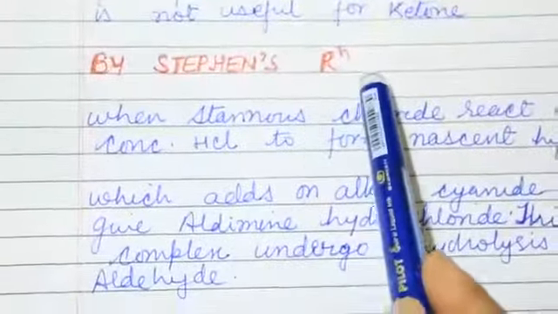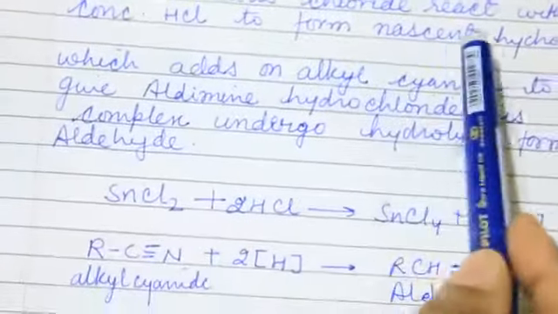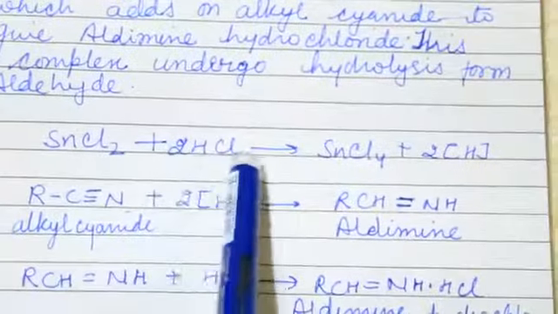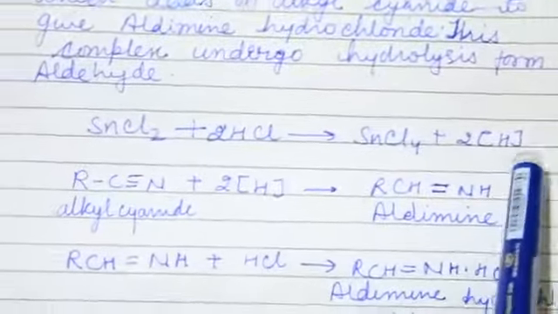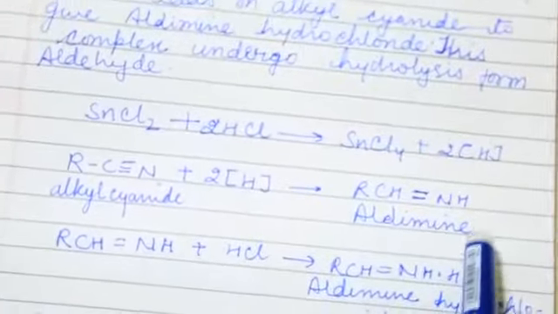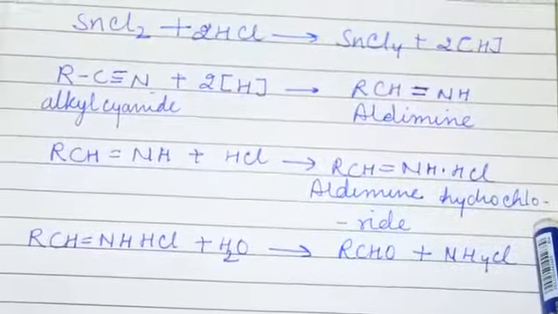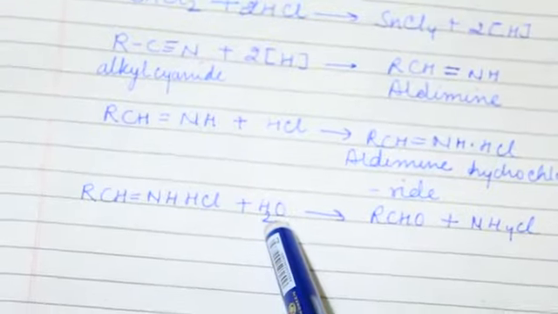By Stephen's reaction, stannous chloride reacts with concentrated HCl to form nascent hydrogen. This is the stannous chloride, and when it reacts with HCl, it forms stannic chloride and nascent hydrogen. When this nascent hydrogen reacts with alkyl cyanide, it forms aldimine. When this aldimine reacts with HCl, it forms aldimine hydrochloride. When this aldimine hydrochloride reacts with water, it forms aldehyde.